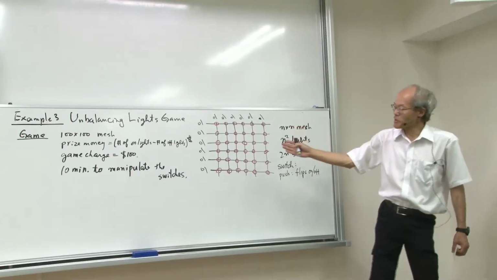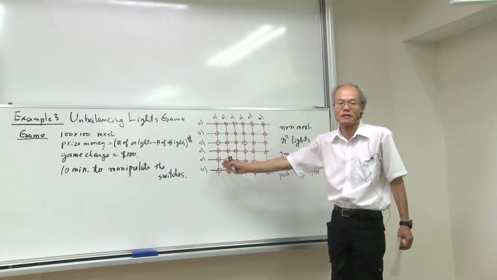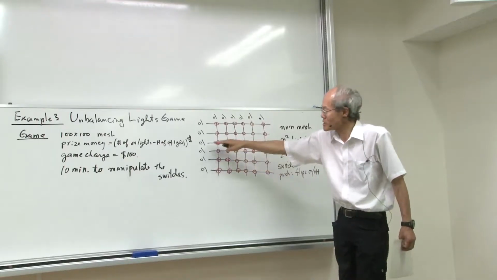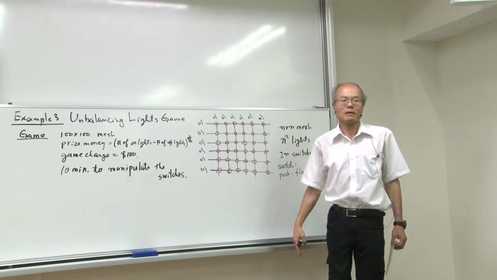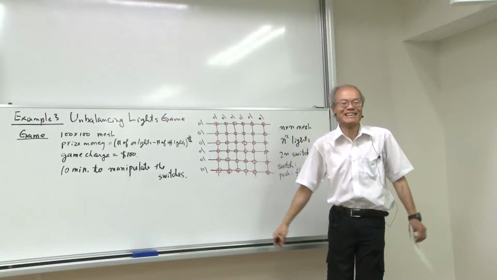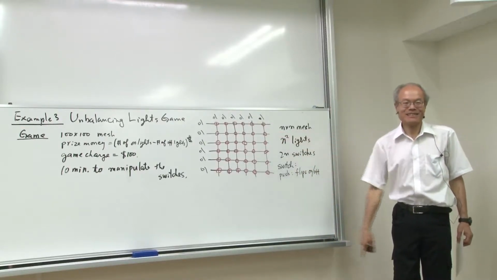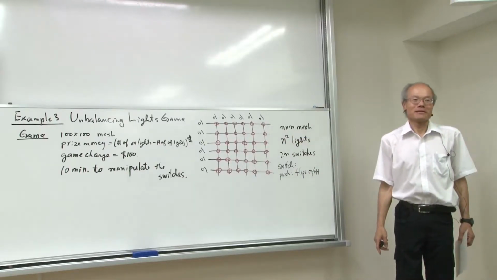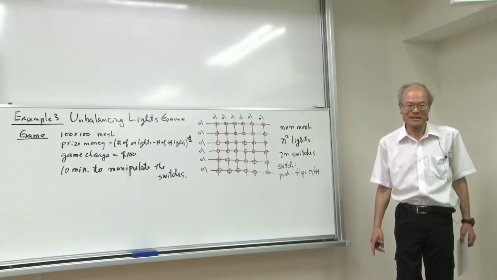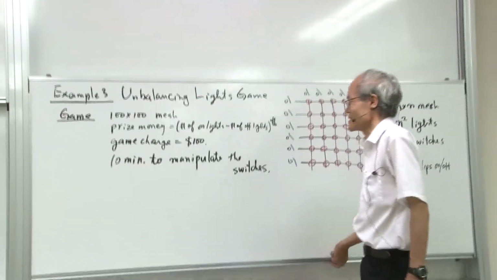Furthermore, you look at this row, again 50 on, 50 off. Look at this column, again 50 on, 50 off. This row, 50 on, 50 off. You push this button, nothing changes. Would you like to play or not? Is it worth paying $100? Okay, let's do analysis.